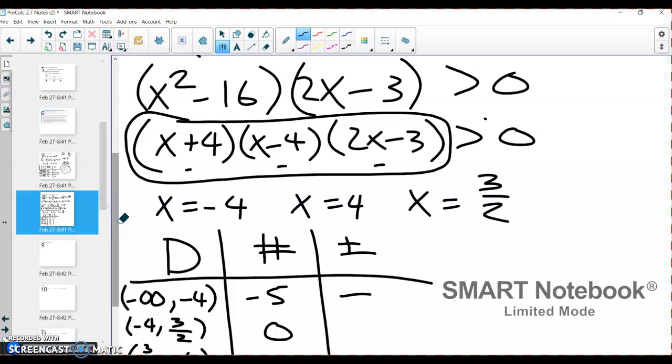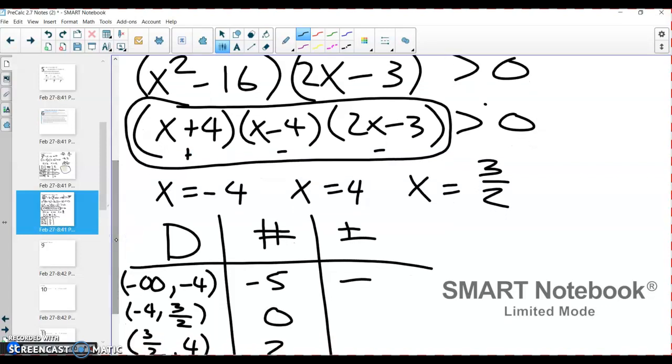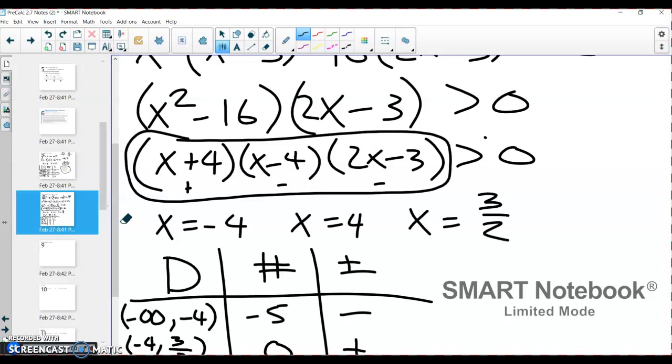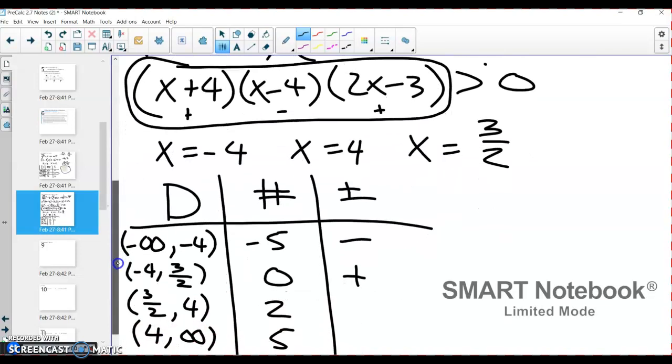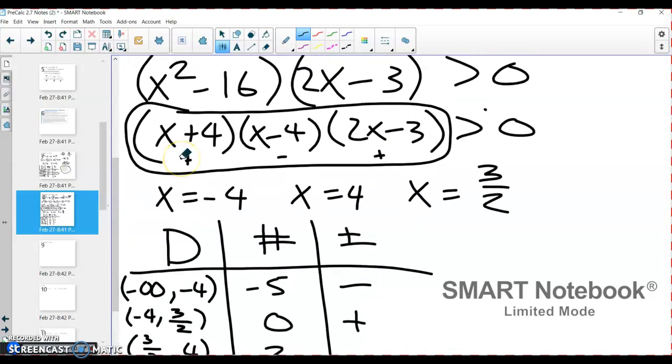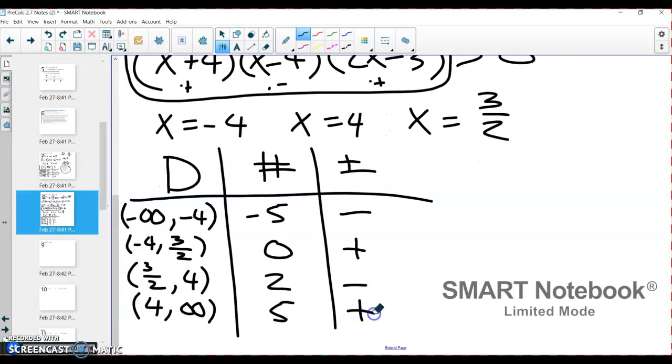Okay? When I plug in 0, 0 plus 4, that's positive. 0 plus a negative 4, that's negative. 0 minus 3, that's a negative. So a positive times a negative makes it negative, times another negative makes it positive again. Plugging in 2, I have a positive, I have a negative, and I have a positive. And so positive times negative is negative, and a negative times a positive stays negative. When I plug in 5, I have a positive, a positive, and a positive. And so that's going to be positive.